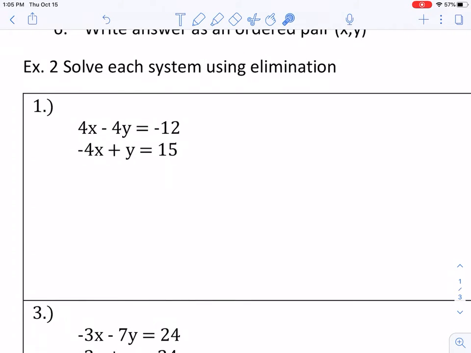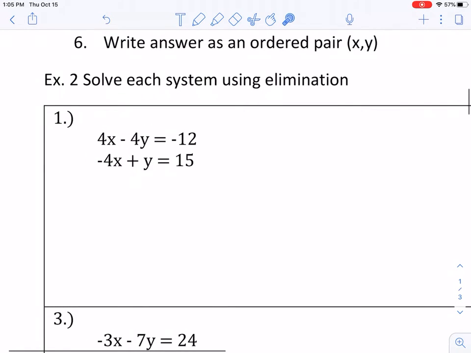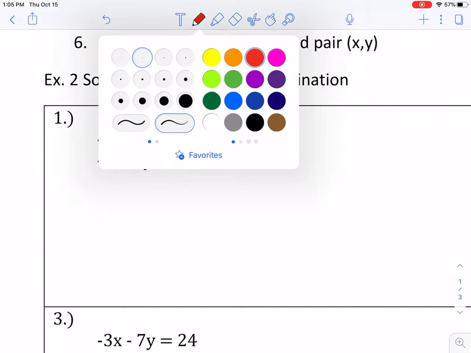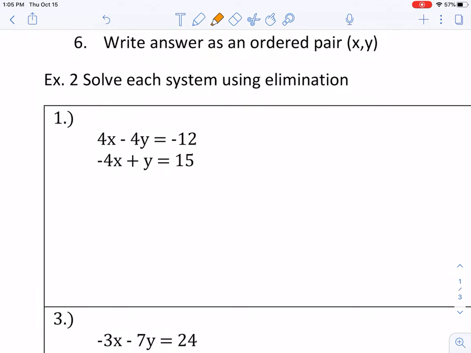So I'm checking for elimination potential here first. And I see that I have a positive 4x and a negative 4x. I don't have to do anything to change either of these equations to get them to cancel out. They're already set up so that they would cancel out. So here's what I get to do. I'm going to combine these equations. I'm going to take 4x and negative 4x, and when I combine them, they cancel out. That's exactly what I want.